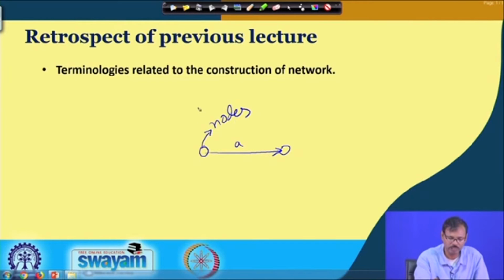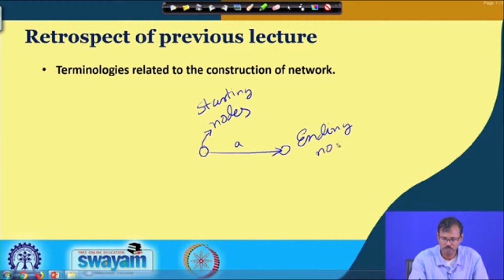So, this is the starting node, this is the ending node, and the activity or job is denoted by a sign, A. It may be small a, capital A, B, C, D, whichever it is, and we mention its time of duration, say T.